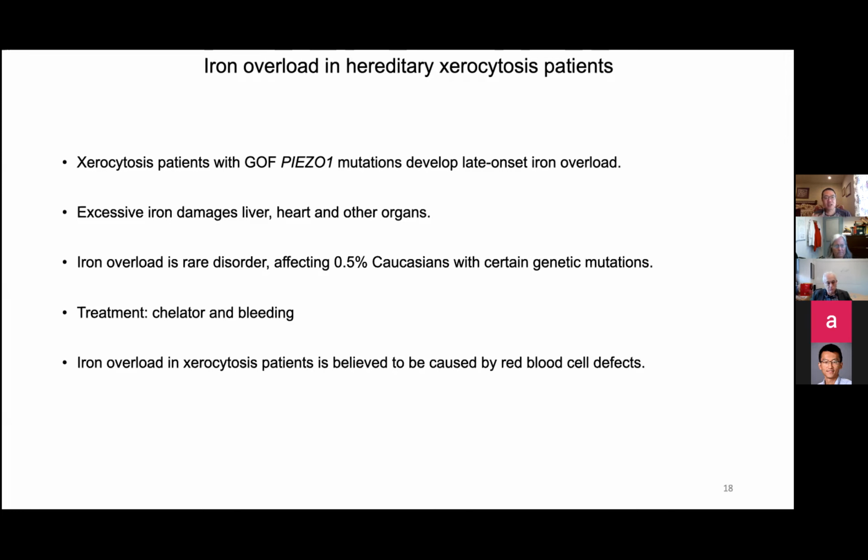However, in the case of xerocytosis patients, the mechanism causing iron overload is still not clear, although it is believed to be caused by red blood cell defects. So I think since we have this tissue-specific gain of function animal model, it is a great opportunity to test and study this mechanism in vivo.